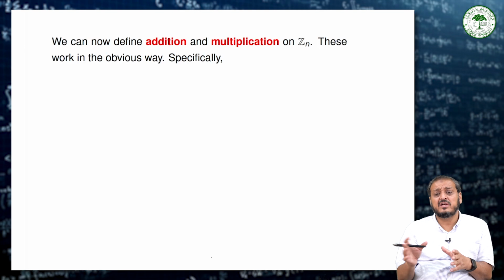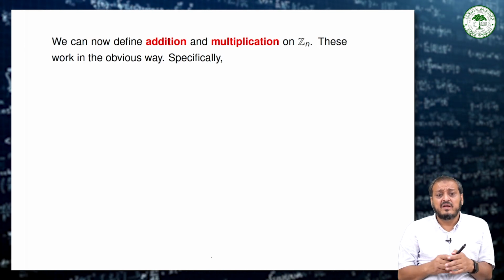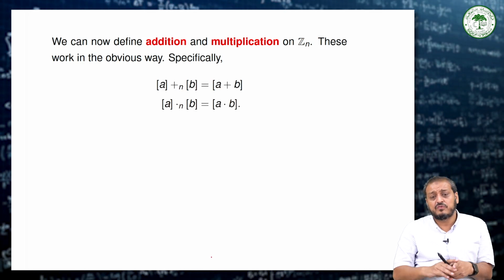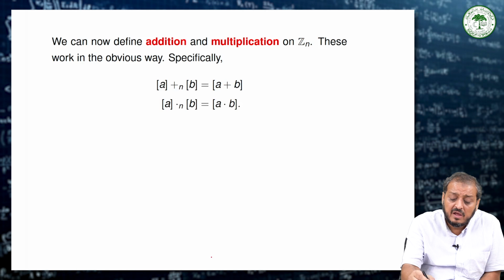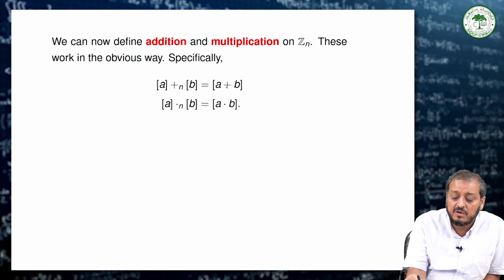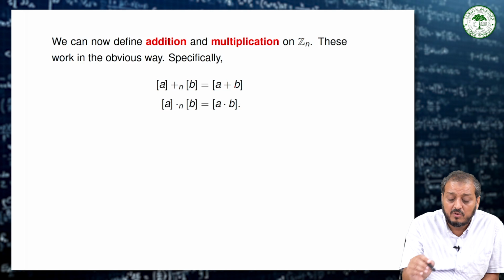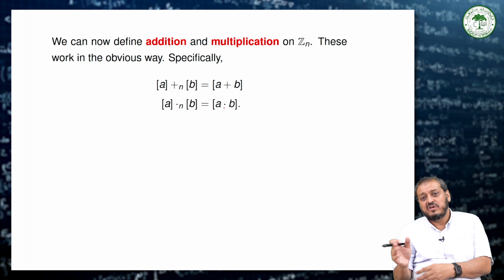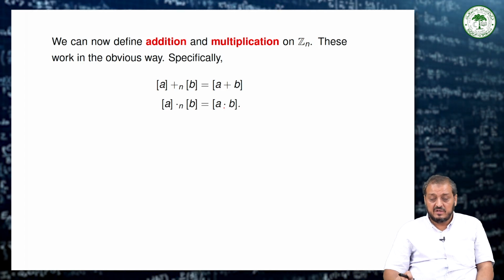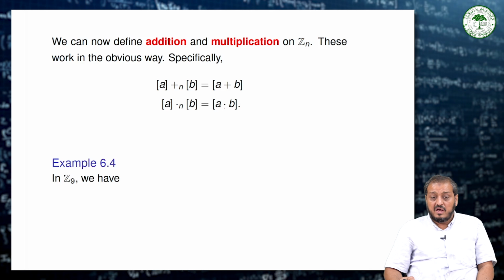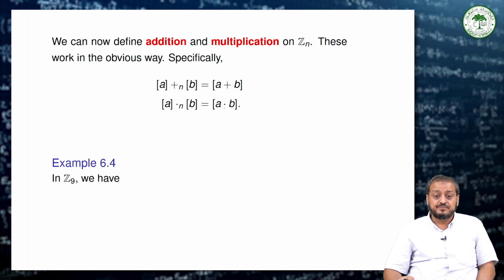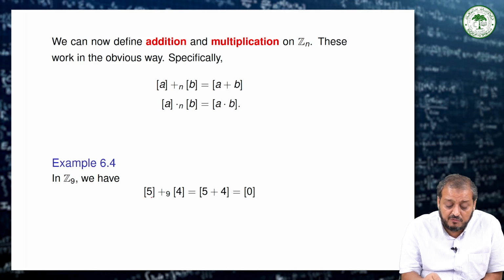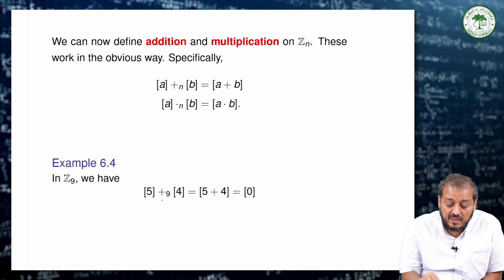We can define addition and multiplication on Zn. We take the equivalence class of A under addition modulo n and the equivalence class of B, and we define it simply as A plus B divided by n, taking the remainder. For multiplication, A times B is divided by n, and the remainder is the result. Now, for example, in Z9 we have the equivalence class of 5 under addition modulo 9 with 4.